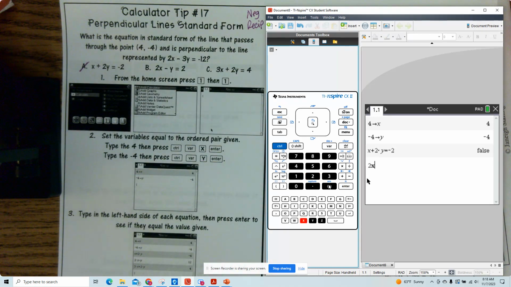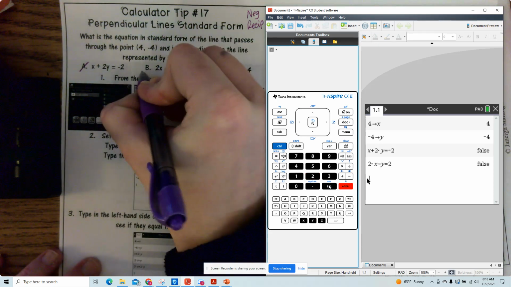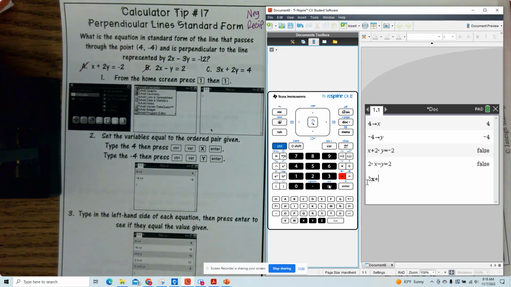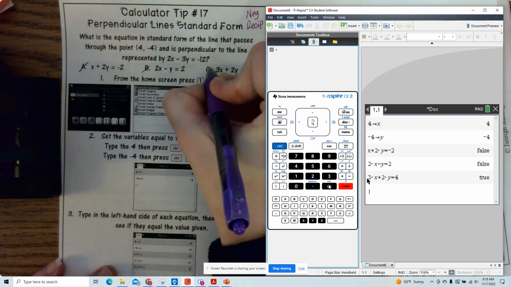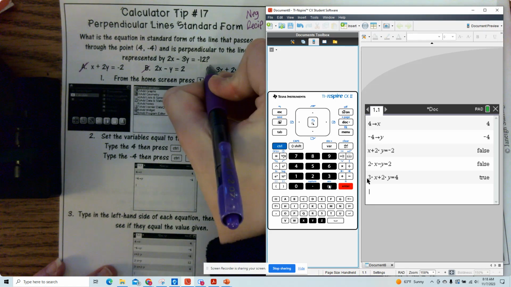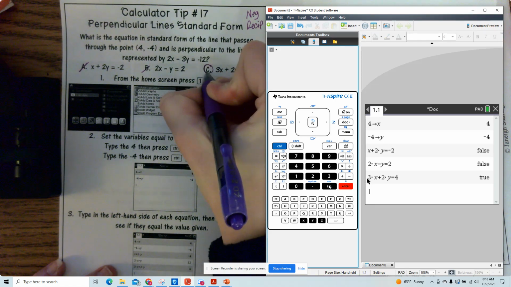Okay, 2x minus y equals 2. Ooh, false. It's out. 3x plus 2y. I have a feeling this has got a boo-boo on it. True. Oh, it doesn't. So that one, everything eliminated.